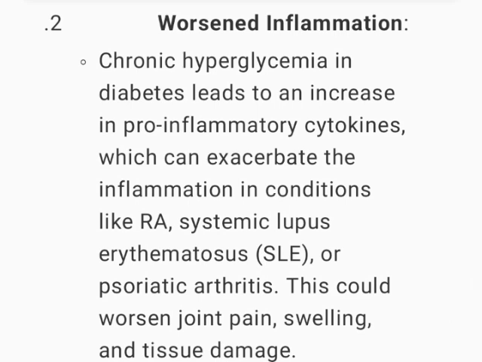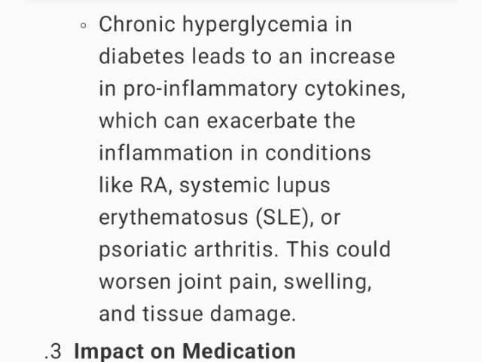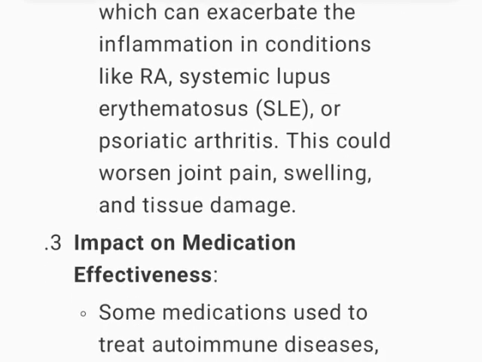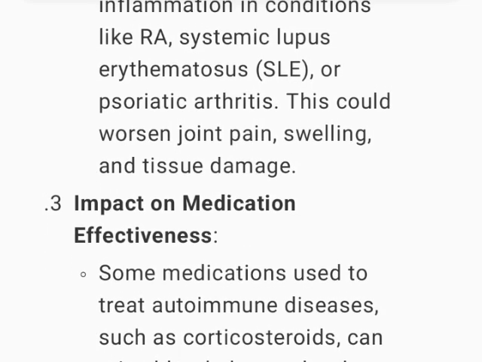2. Worsened inflammation. Chronic hyperglycemia in diabetes leads to an increase in pro-inflammatory cytokines, which can exacerbate the inflammation in conditions like RA, systemic lupus erythematosus, SLE, or psoriatic arthritis. This could worsen joint pain, swelling, and tissue damage.